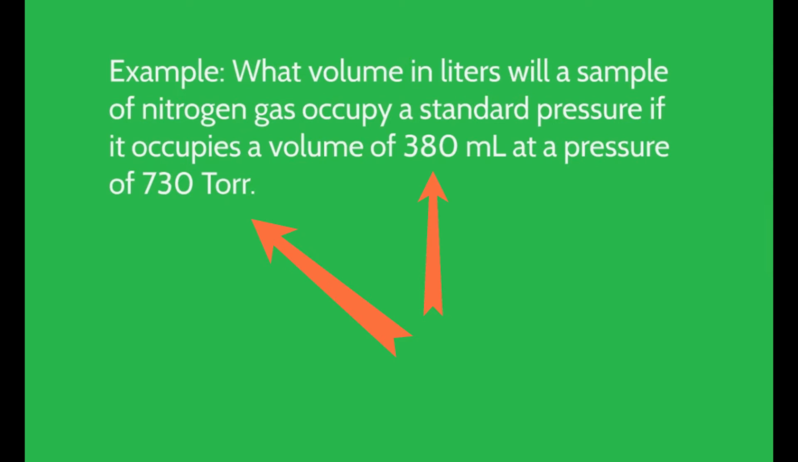Why? Well, I'm saying this at this pressure, that either has to be both my 1 or my 2. It's up to you. Let's go with 2 since it's listed second, and that's your P2. So this then will be our V1 that we're going to solve for.